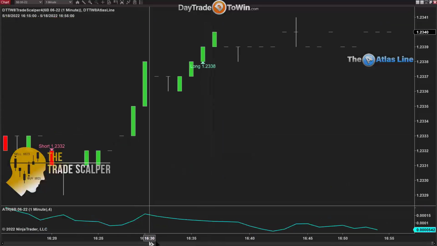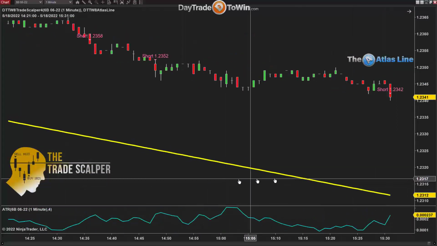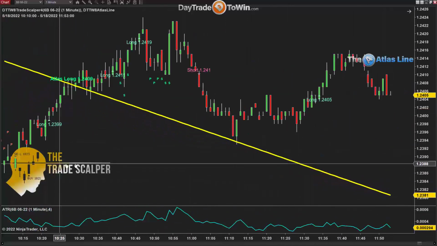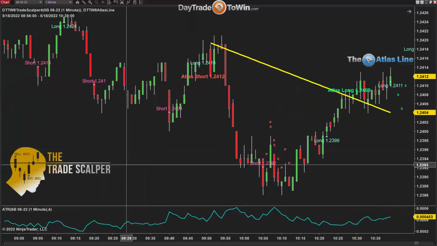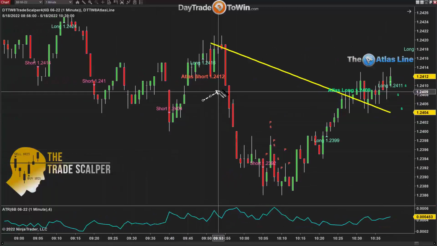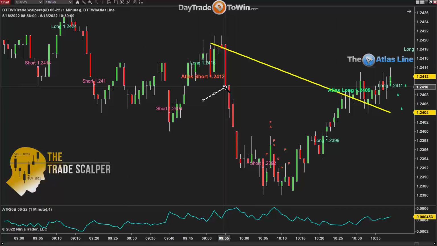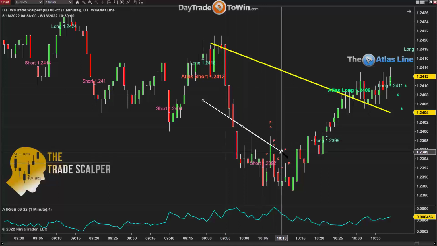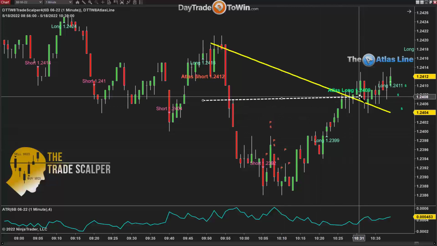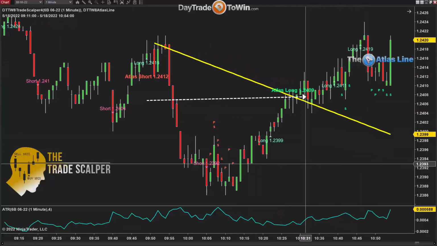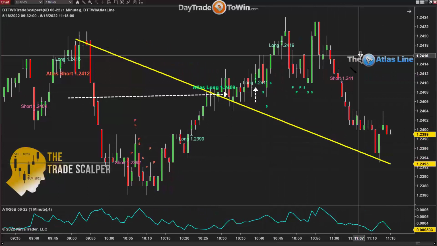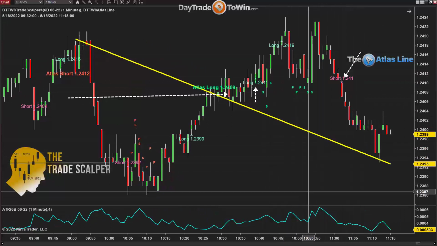British pound. So this is the British pound. Okay, so the British pound started off with a short signal. And then you have this trade scalper to go short, and then you have these P's and the S's. Then you have a long here on the British pound, and another long on the trade scalper. You have a short, again, a trade scalper.